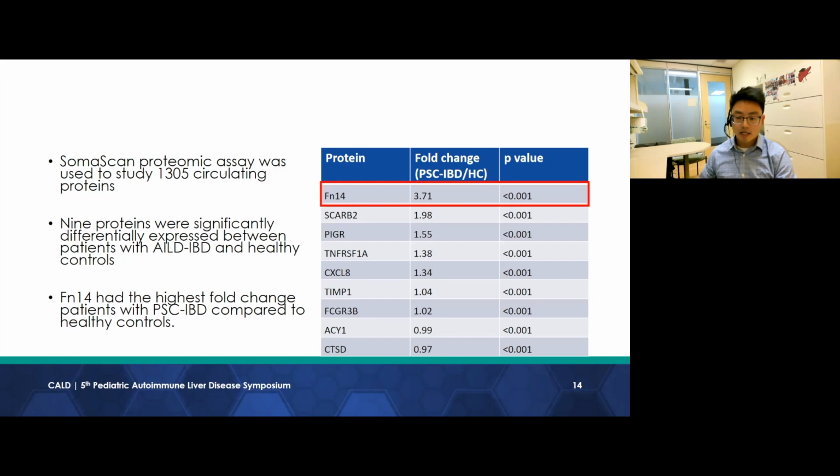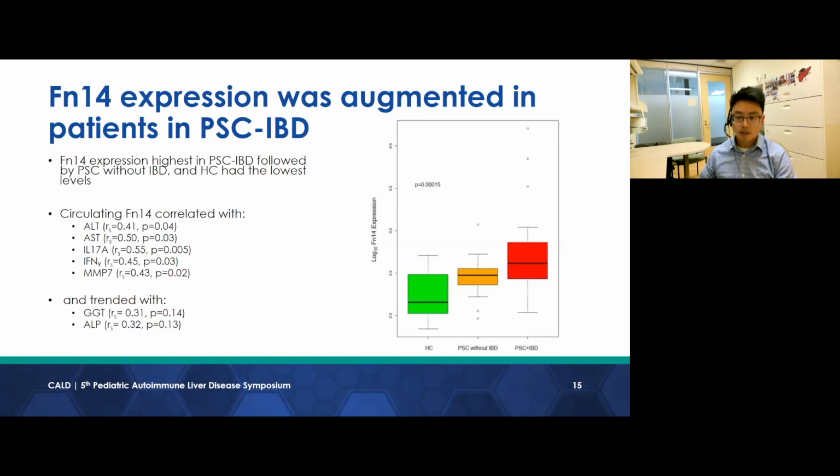FN14 had the highest fold change in patients with PSC-IBD compared to healthy controls. FN14 had augmented expression in our cohort. In other words, patients with PSC-IBD had the highest levels of FN14, followed by those with PSC without IBD, and healthy controls had the lowest levels of FN14.